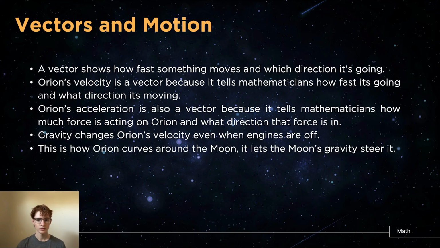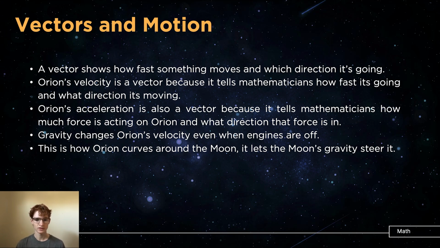To understand how Orion moves, mathematicians use something called vectors. A vector doesn't just tell you how fast something is moving. It also tells you which direction it's going in. Orion's velocity is a vector because it describes both speed and direction. Acceleration is also a vector. It tells mathematicians how much force is acting upon Orion and which direction that force is pushing in.